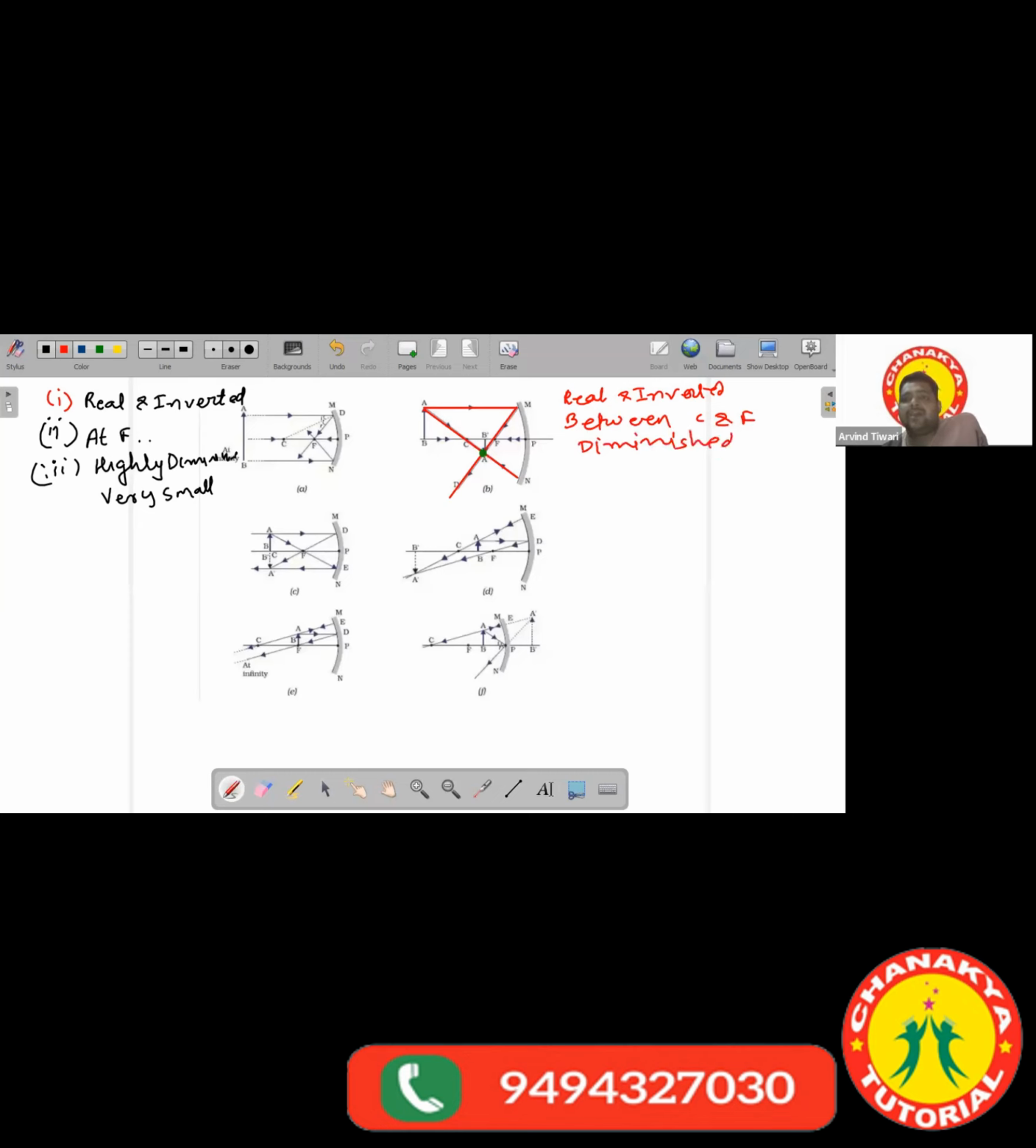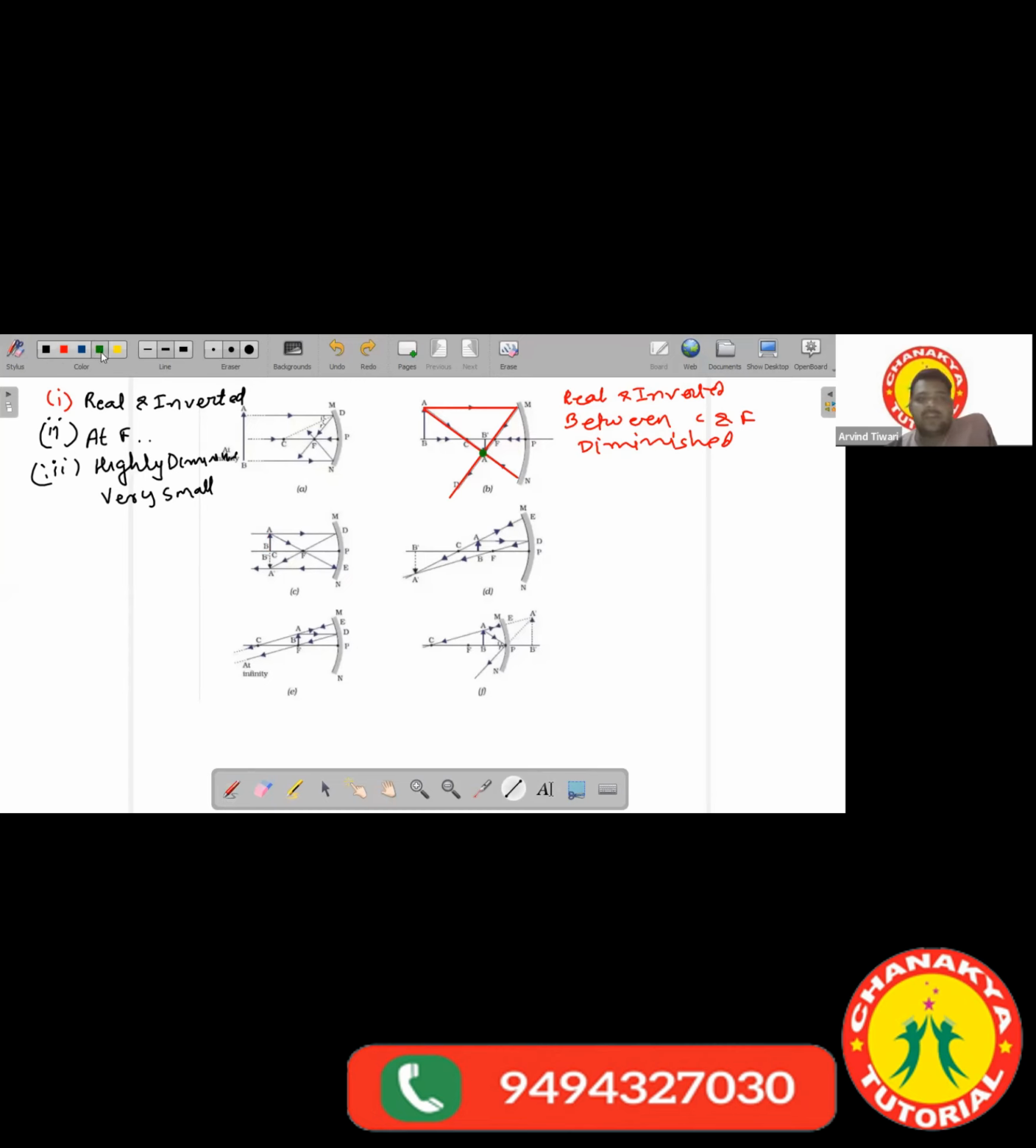Then after that, we make the object move. Object means this AB that I have taken. This is the object. Now I take the object a little bit closer towards the mirror, and now I place the object at C. So see here, you will find the object placed at C. At this point, you find the object. And again, using the two rules, I draw the ray diagram.